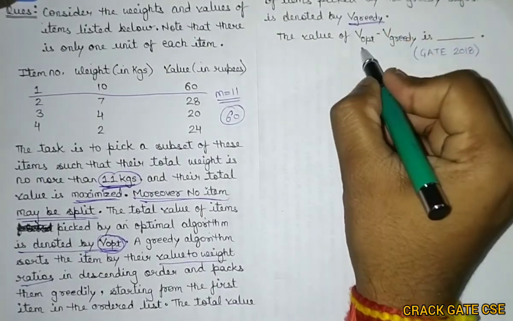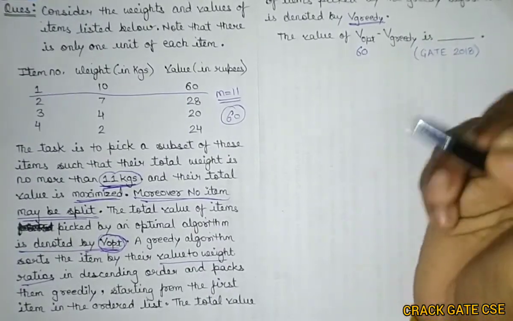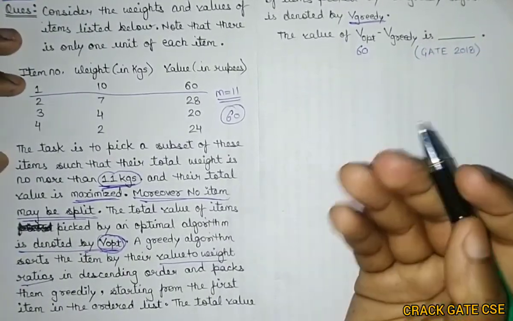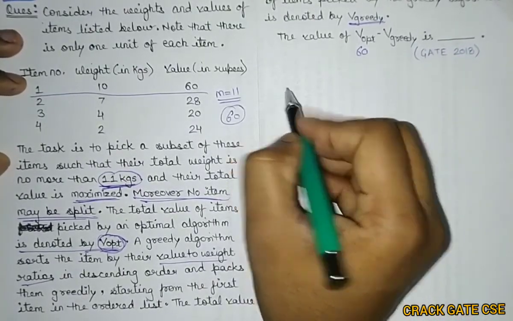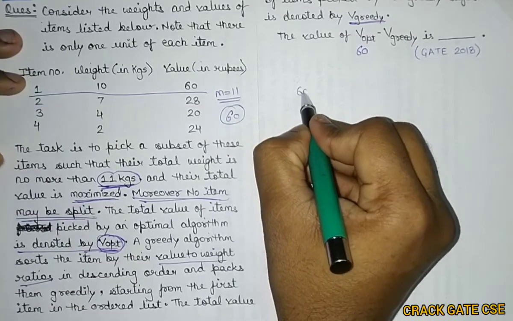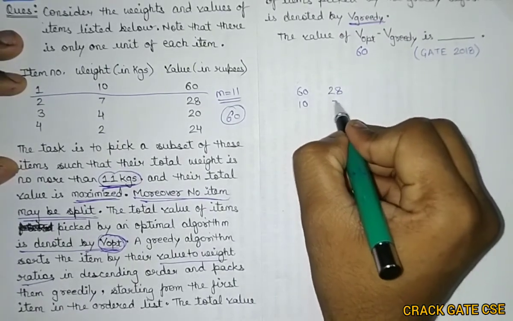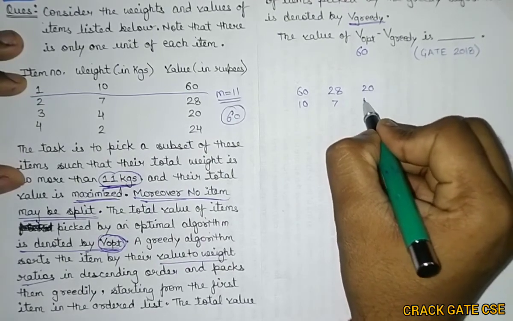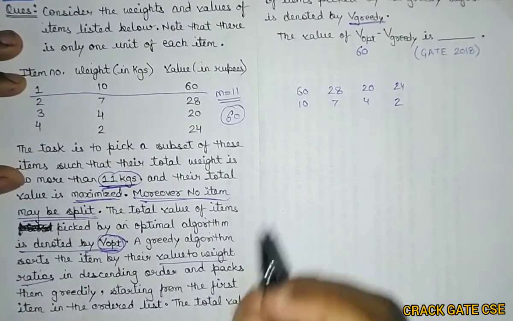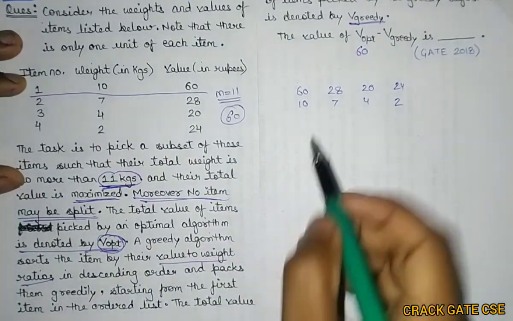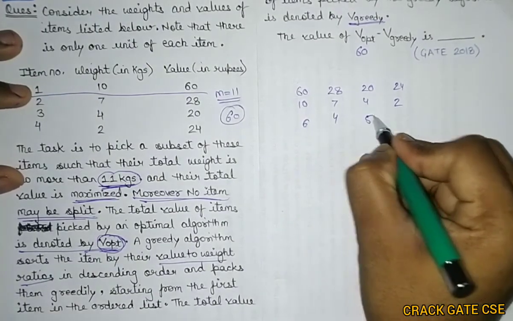So we found the V opt, which is nothing but 60. Now we have to find the V greedy. V greedy can be found by taking the weights. I am writing down 60 is the value and 10 is the weight, 28 is the value, 7 is the weight, 20 is the value, 4 is the weight, and 24 is the value, 2 is the weight. Now I have to find the value by weight ratio. So here it will be 7, here 4, 5, 12.